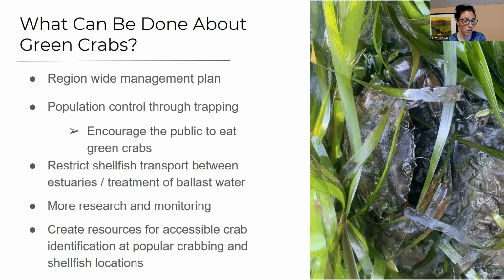And obviously continuing to do more research and monitoring. Green crabs will behave differently in different habitats, with different predators and even different environmental variables. And so it's very crucial to know where they are in order to be able to do trapping and research. We need to first know where green crabs even are. And then lastly, creating more accessible resources so that the public can do crab identification when they're out shellfishing or crabbing, so that we're not taking out our native crabs, and people can more accurately identify green crabs, the bad ones.